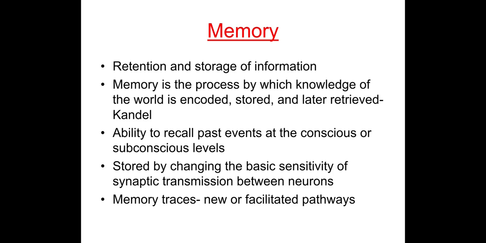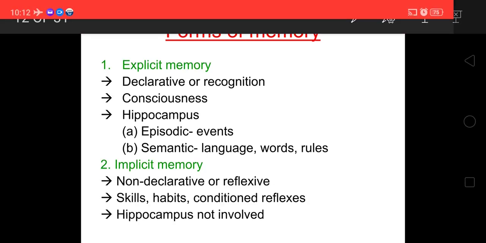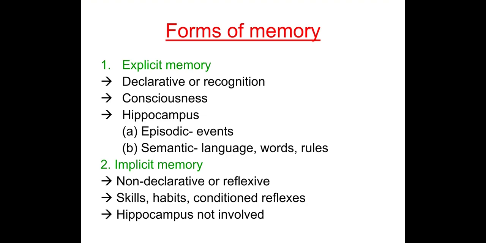Or it is the ability to recall past events at the conscious state or subconscious level. It is stored by changing the basic sensitivity of synaptic transmission between the neurons. And these newly established pathways or the facilitated pathways are called memory traces, which can be activated to reproduce the memories. The different forms of memories are the explicit and the implicit memory. The explicit memory is declarative or recognition memory.